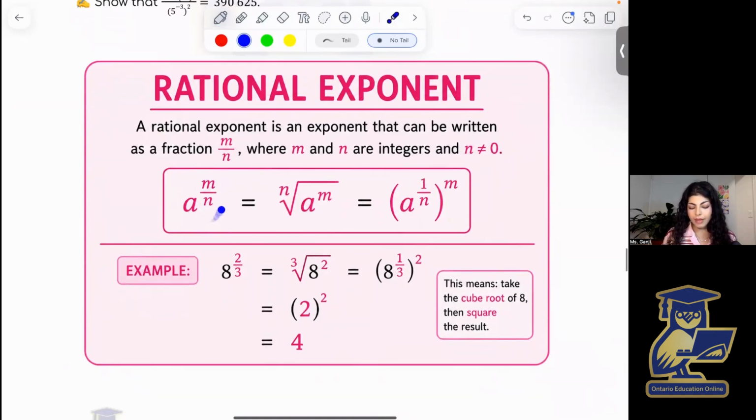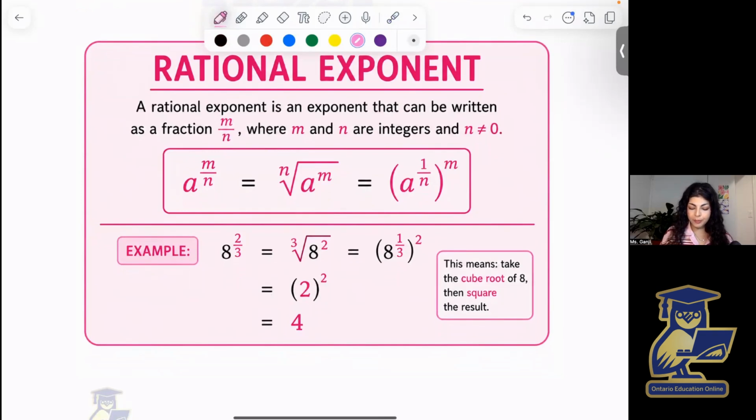So when you have a to the power of m over n, this is also a to the power of m, and we have the radical with the index n. Or really, a to the power of 1 over n is also the radical with index n.